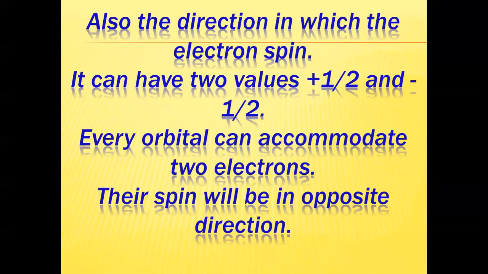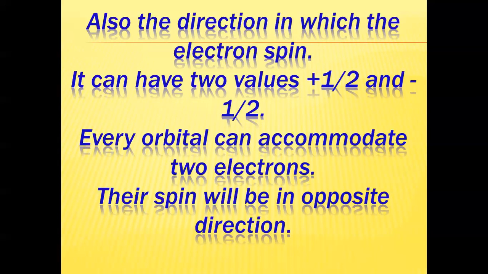Also, the direction in which the electron spins, because there may be two directions. Therefore, we assign two values for spin quantum number s, and the values are plus 1 by 2 and minus 1 by 2, with two different signs, plus half and minus half.